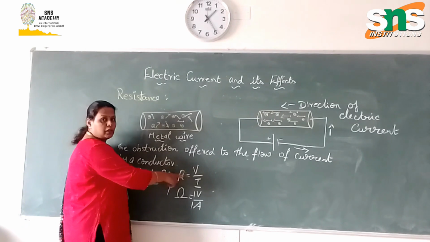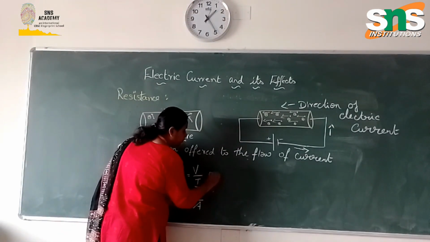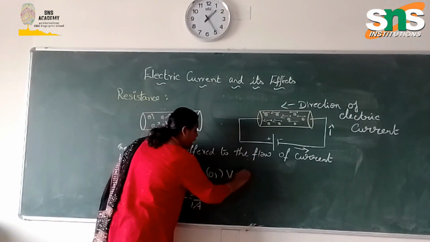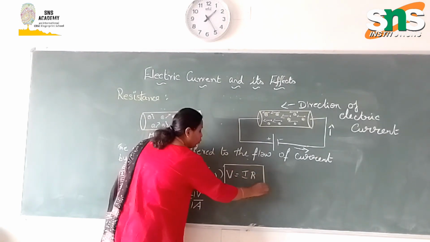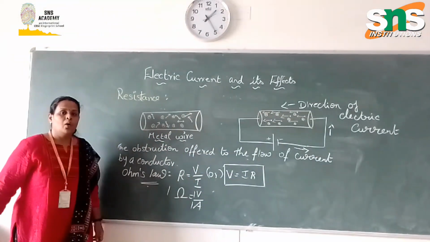So this, R equal to V by I or V equal to IR, is Ohm's law. Hope you understand.